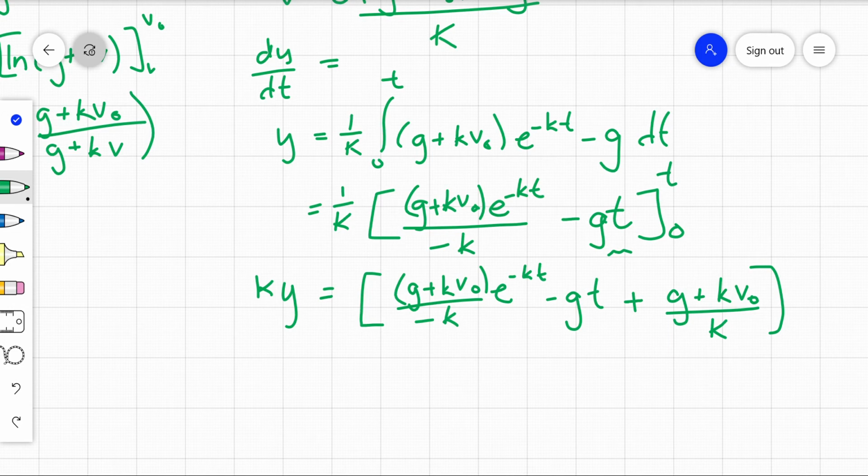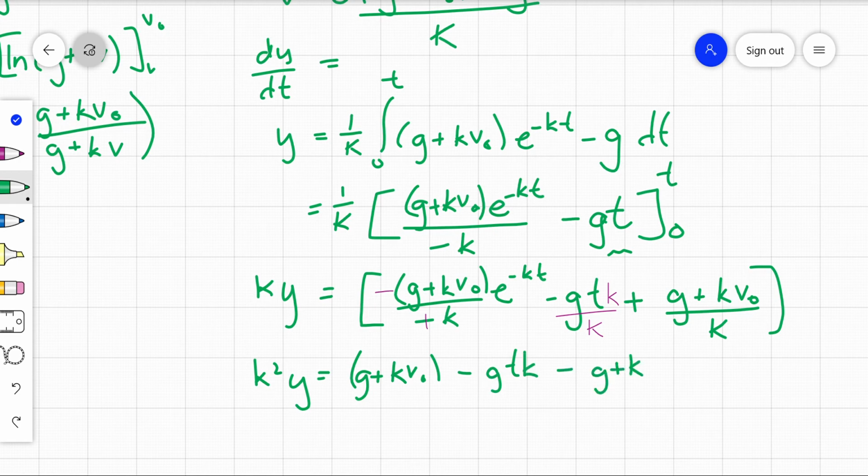So what I can do is put in a k here, so that's over a k as well. And maybe I'll put the minus up here, so that's a plus. Then I can multiply by another k, so I do get the k squared y, which is what we were looking for. I'll put the last term first, so g plus kv0 first. Then I'll put the middle term, so minus gtk. And then the first term, which was (g + kv0) e to the minus kt.